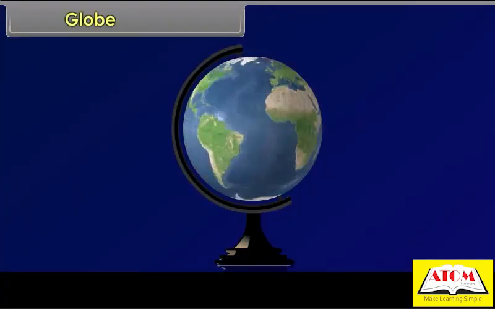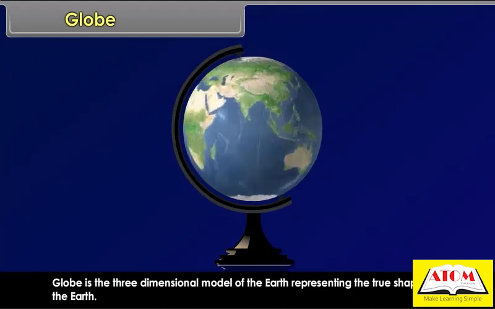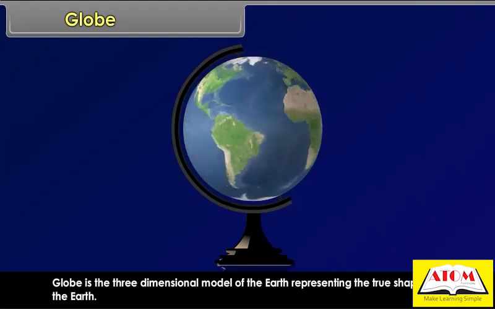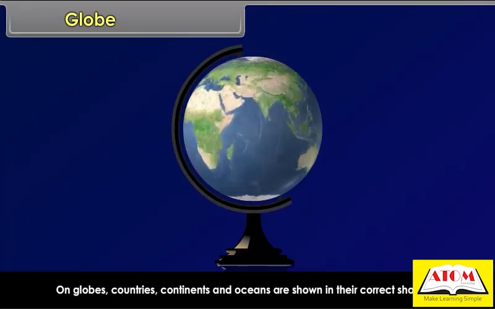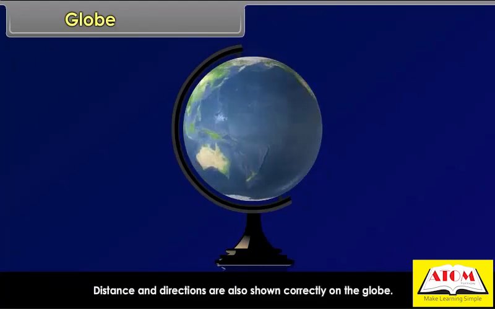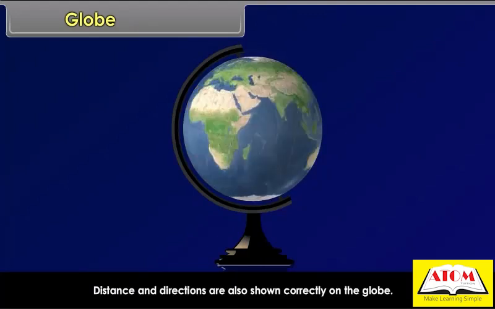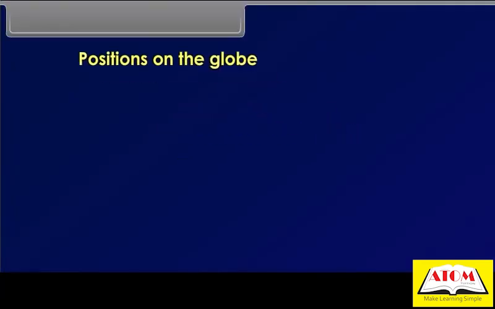Globe. Globe is the three-dimensional model of the Earth, representing the true shape of the Earth. On globes, countries, continents and oceans are shown in their correct shape. Distance and directions are also shown correctly on the globe. Positions on the globe.